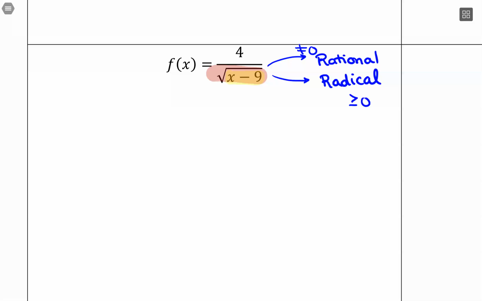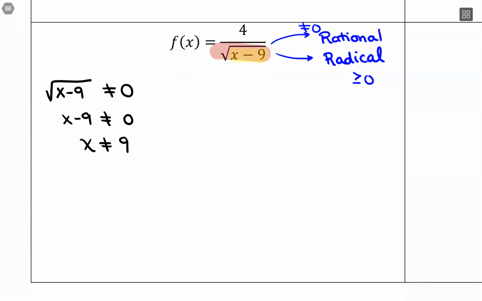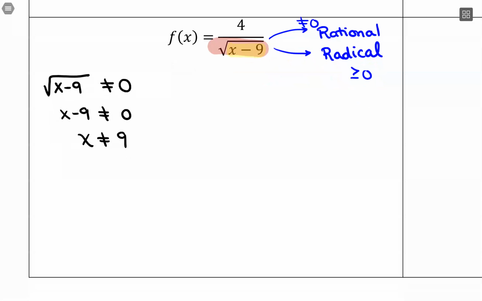Like, let's do it separately for this case, and then we can talk about kind of putting it together in the next. But what I would do is say, okay, the square root of x minus 9 cannot be 0. So I square both sides of the equation, add 9. So x is not going to be allowed to equal 9. Then if I do the step that we talked about for radical functions, so x minus 9 has to be more than or equal to 0. So what I would get from that is x has to be more than or equal to 9.